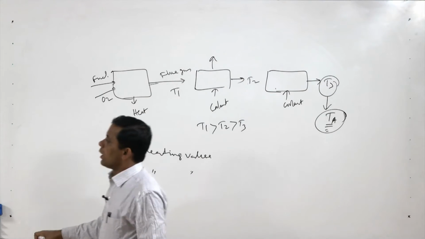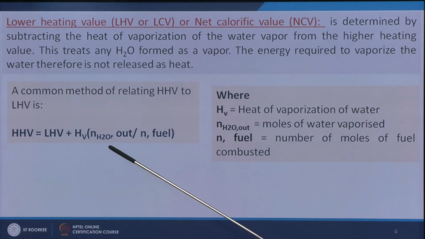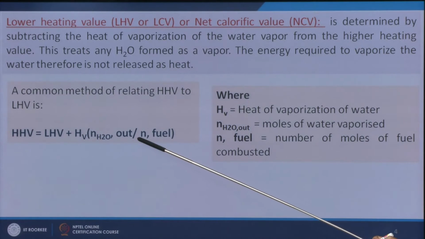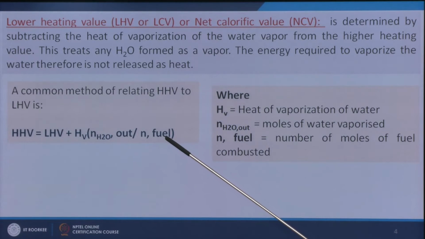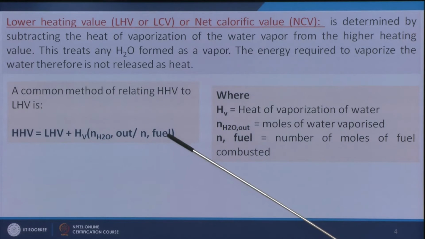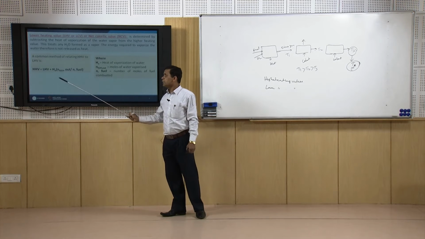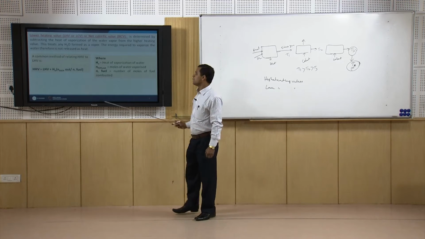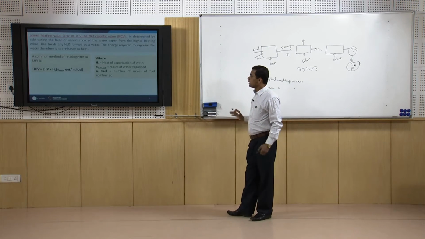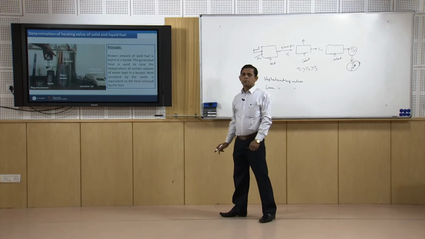So, the HHV is equal to LHV plus Hv into number of H2O produced by number of fuels. So, if we take n number of moles of fuels, then n H2O out, number of moles of H2O produced during combustion, divided by number of moles of fuels, into heating value for the vaporization of water. So, this amount of heat, if we add with the LHV, that will be the HHV or high heating value. So, this is the relationship between high heating value and low heating value.